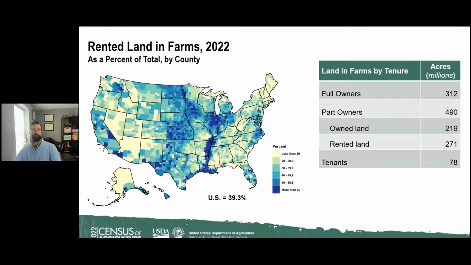The census allows us to view patterns of land tenure across the nation. About 61% of the land is owned by the farming operation. 39% of land is rented. As you can see in the map, the share of land rented from others varies greatly by region, with the higher share of land rented in the Midwest, along the Mississippi Delta, and in California and areas along the East Coast. Next slide.